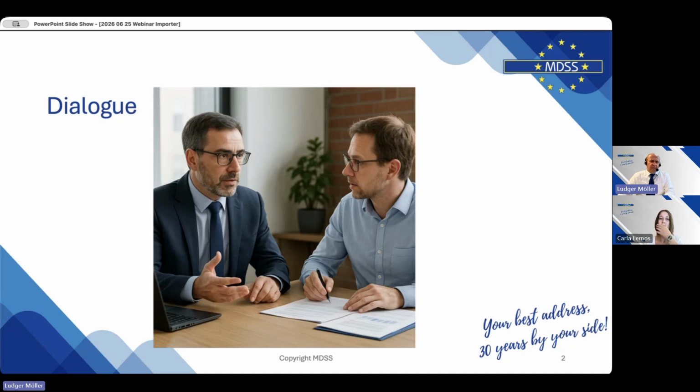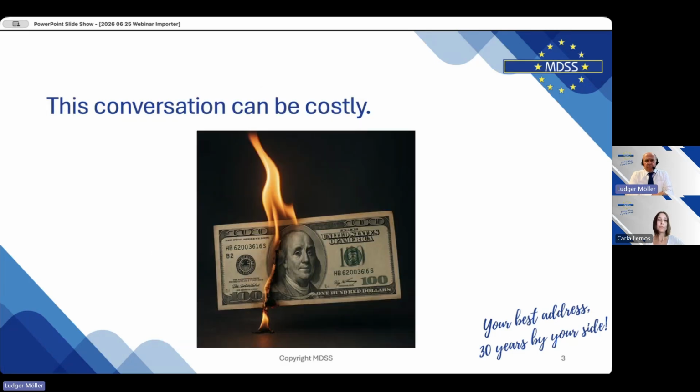And it is very important because questions are being raised, and based on the question, somebody thinks there must be a requirement. And there's none. And that's very interesting how such dialogue may lead you going into the absolutely wrong direction. And this conversation can certainly be costly if not being verified by the actual regulation.